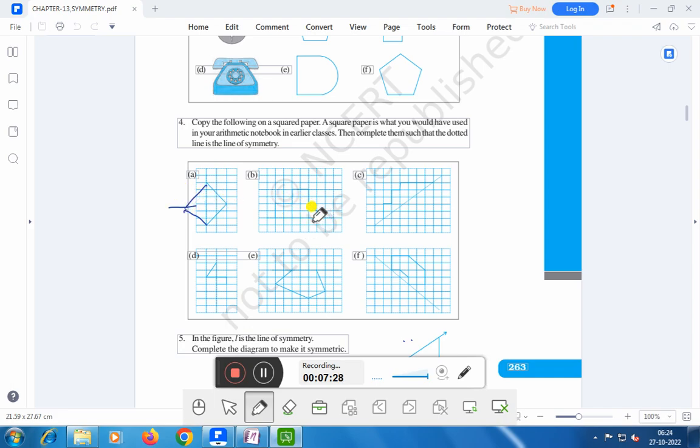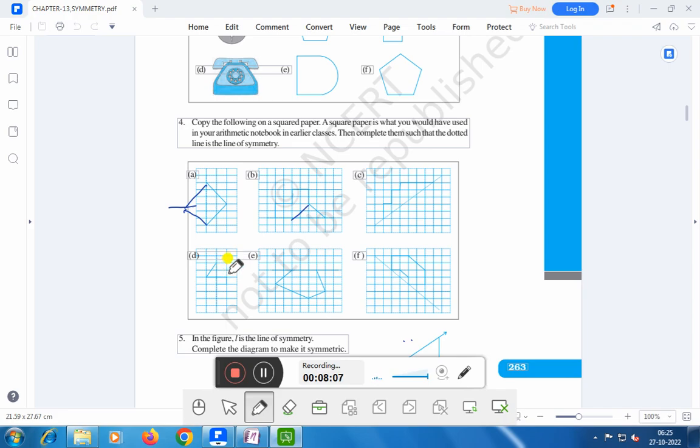The same way you can draw this one also. This is the dotted line, therefore it will be like this, right? These are the equal halves, right? Here you see, this is the line of symmetry. You can draw any figure on this line of symmetry, right?